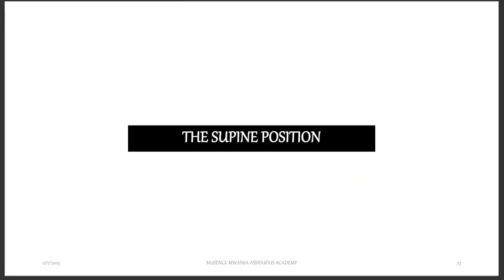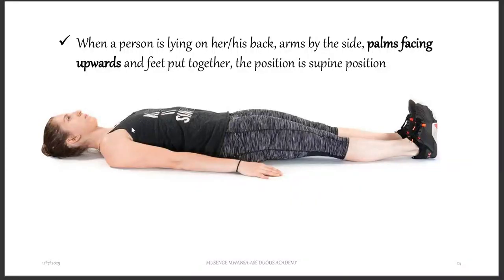Another position we have is known as the supine position. Supine means that you are facing upwards. Just think of your spine. Your spine is basically at the back. So think of your spine down. So that is supine. You are facing upwards.